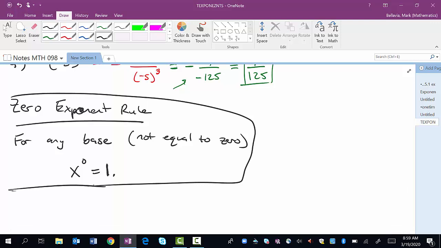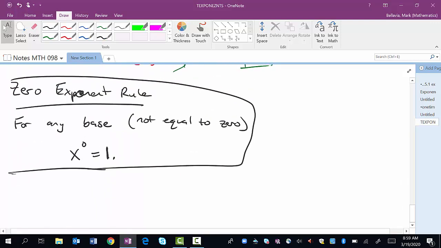Now, let me show you why. Alright, so if I said to simplify x to the 3rd divided by x to the 3rd. Well, if you're thinking about this how we've talked about fractions in the past, we have the same thing in the numerator and denominator. The same factors cancel, dividing out to a 1 over 1, so this equals just 1.